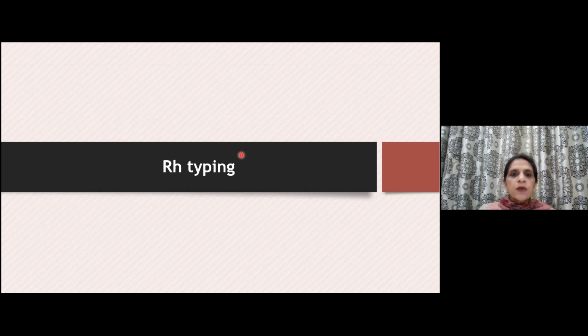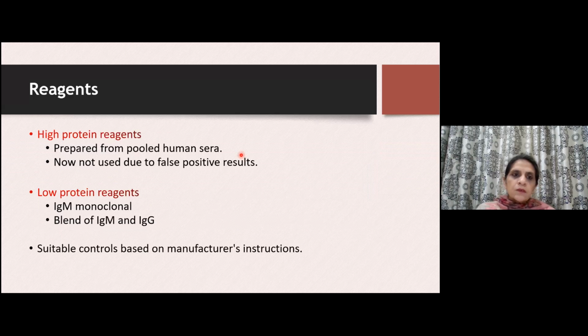Now, a few words about Rh typing. High protein reagents were initially available, but now they are not used due to false positive results and various controls that needed to be put up along with high protein reagents. So now most of the labs are using low protein reagents, which could be either IgM monoclonal or a blend of IgM monoclonal and IgG polyclonal or monoclonal. And the suitable controls based on manufacturer instructions need to be put up.